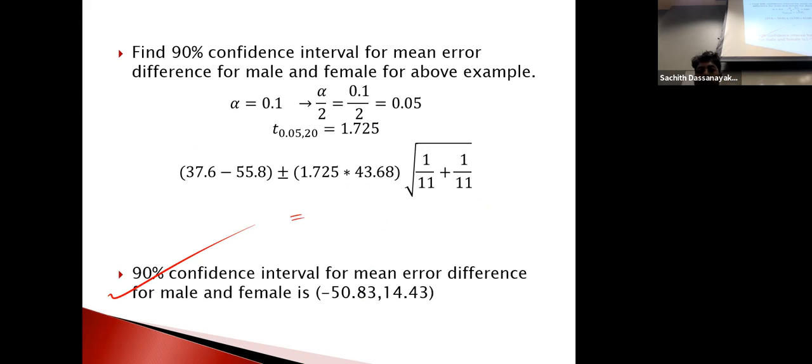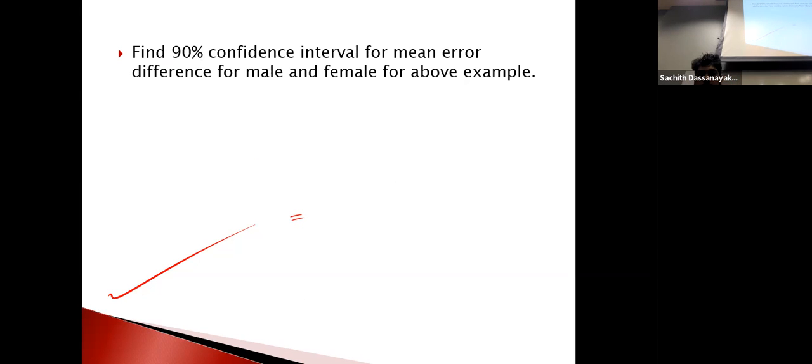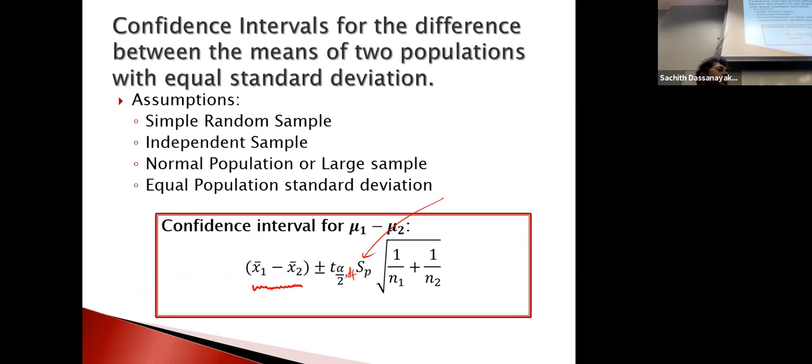I don't think I need to do more examples based on this because you know how to calculate this. You just need to know this formula, T alpha comma degrees of freedom. You just need this formula to calculate the confidence interval. Any questions?